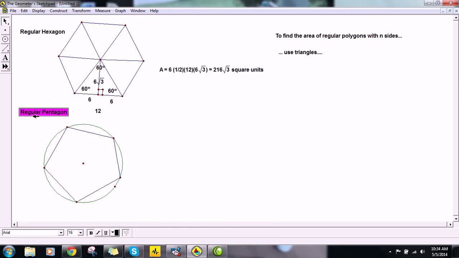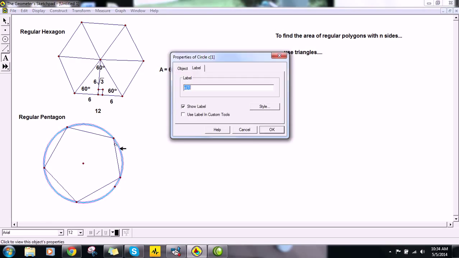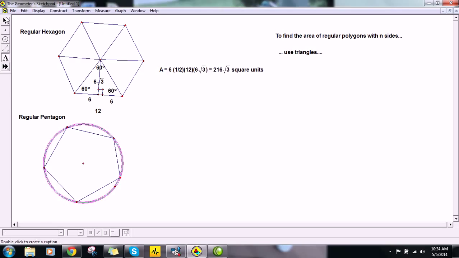How about a regular pentagon? Well, we can do it in the same way, but this time we're going to start with the sides, let's say, being 10. So all the sides are 10. I'll put a little 10 out here, and all the other 5 sides are also 10. Not the arc, the side. I just drew a circle around it to let you know we could think of these as being inscribed, if it's helpful. 10, 10, 10, 10, 10, 10, 10, right?